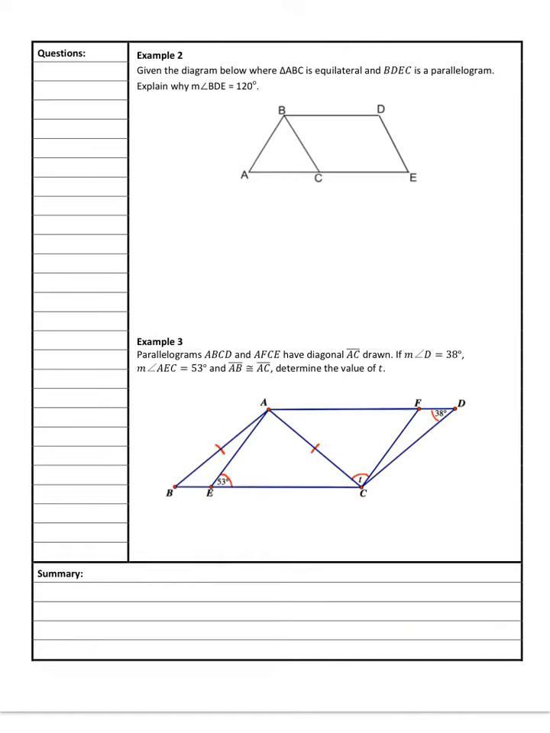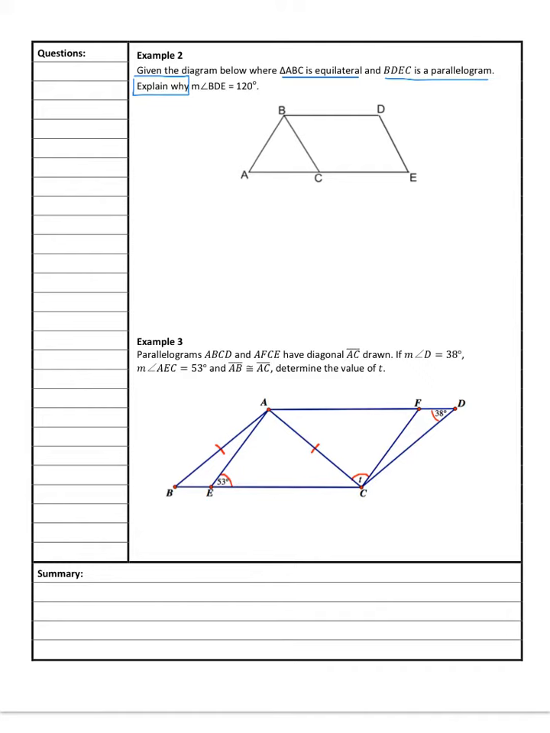All right, so here we are, example 2. Given the diagram below, where triangle ABC is equilateral. So as soon as I read that, that's a vocabulary word that we've already talked about. It's something that's definitely going to be important to this question, so you want to make sure that stands out to you. And it also says BDCE is a parallelogram. Explain why, so another one of our favorite kind of questions here. Why angle BDE is 120.